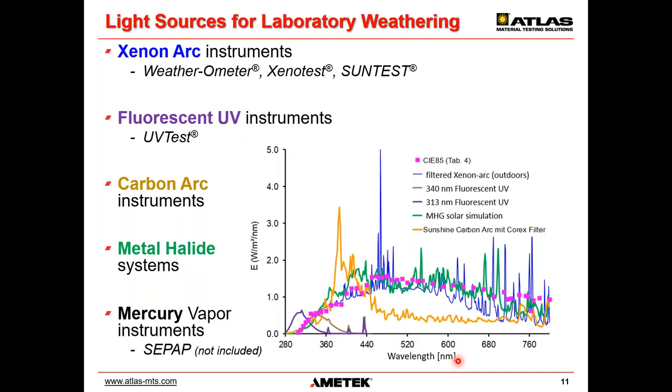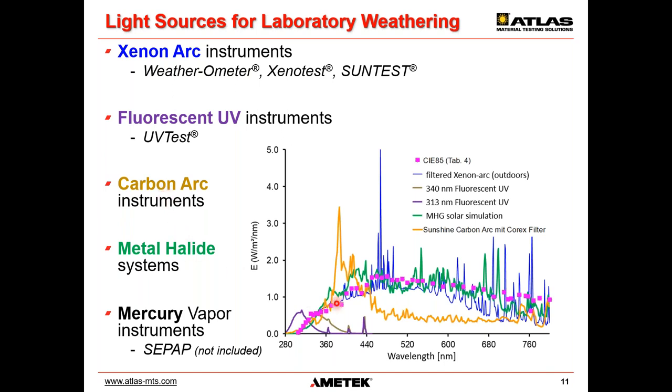Let's come to the five different light sources typically used in weathering instruments. There is xenon. This is kind of a dominant light source because it has very stable UV, nice visible light, and also the IR portions of natural sunlight. There is fluorescent UV, these UV bulbs. They typically have only a peak in the UV and a nice cut like the sun, but there is hardly any long wavelength UV and no visible or NIR.